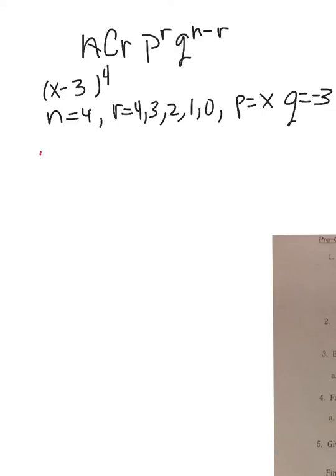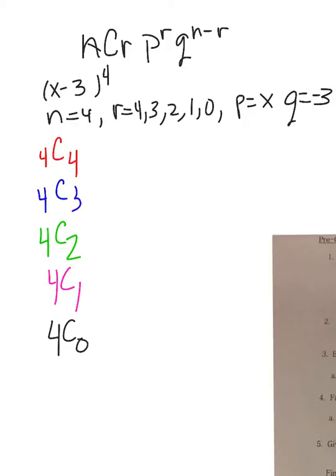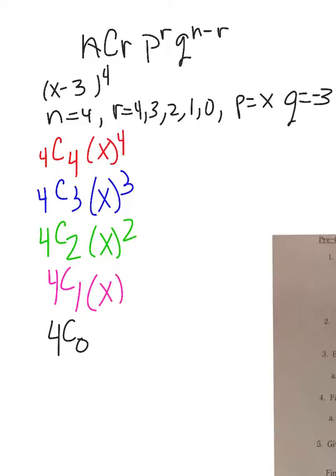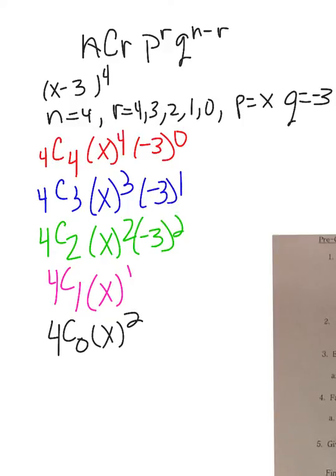Alright, so we're going to start with 4C4. And then it'll be 4C3, 4C2, 4C1, and then you have to go all the way down to 4C0. Alright, and then it's P. P is x, so it's going to be x to the 4th, and then it'll be x to the 3rd, x to the 2nd, x to the 1st, x to the 0. And then my Q is negative 3, so it's negative 3 to the 0, negative 3 to the 1st, negative 3 squared, negative 3 to the 3rd, and negative 3 to the 4th power.